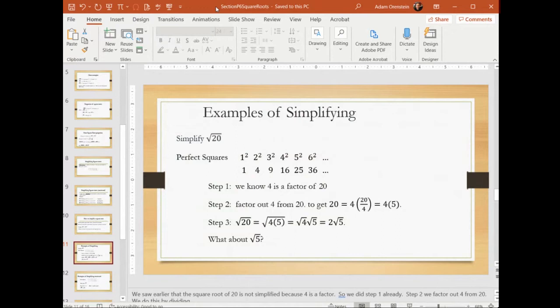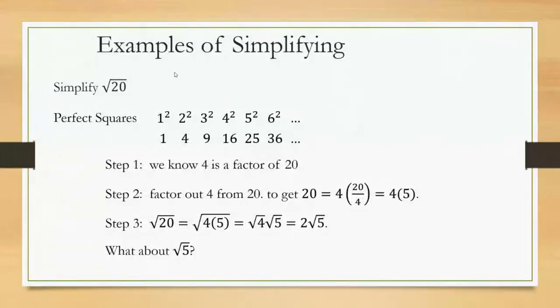All right, so let's do an example. We already saw the square root of 20, right? We saw that it's not simplified, but we're going to simplify it. I listed the perfect squares here for convenience. Okay, so we know that 4 is a factor of 20, right? We saw that already. That's okay.